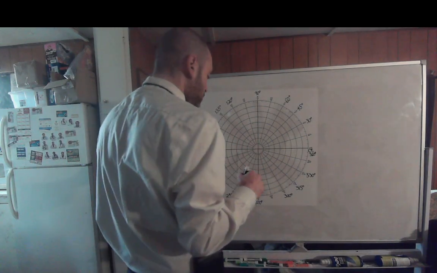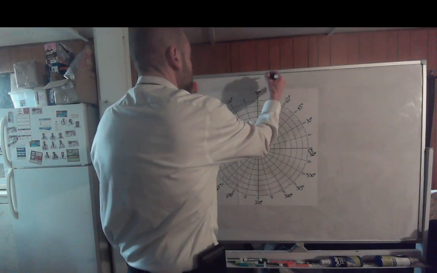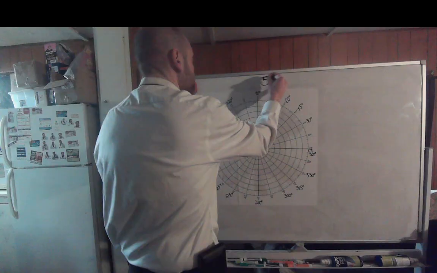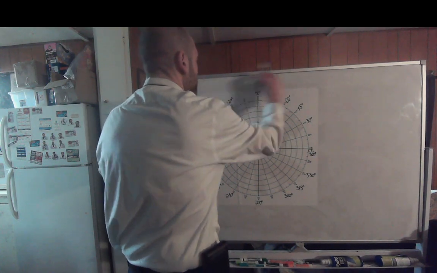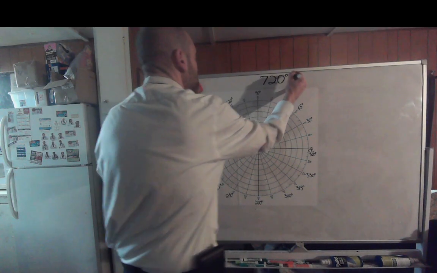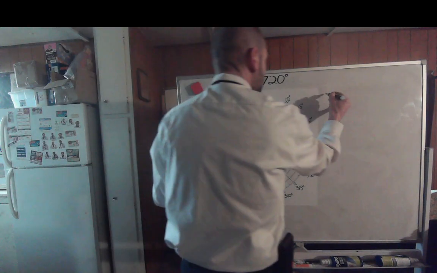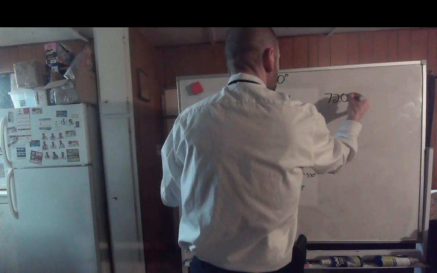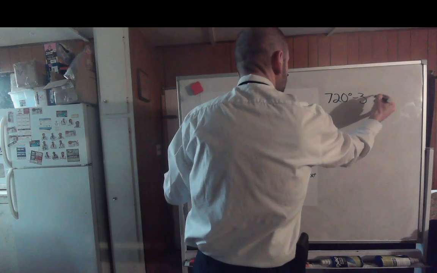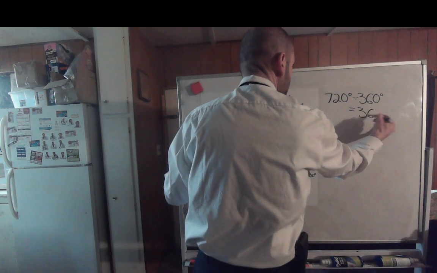Also, we'll do one more like it. Let's say I wanted to do 720 degrees. So if I'm going to go 720 degrees, I'll just subtract 360 from that. So 720 minus 360 degrees, well, that would equal 360 degrees, right?